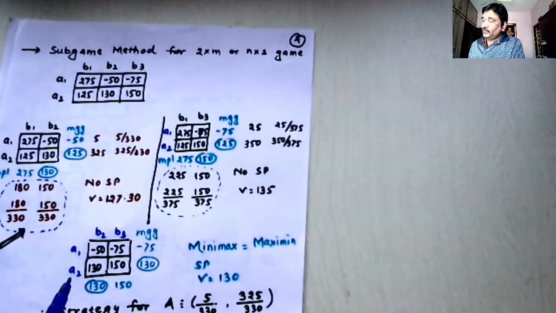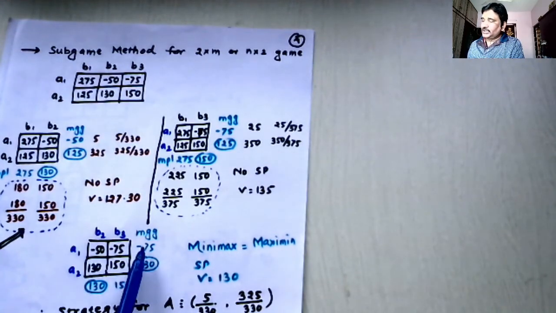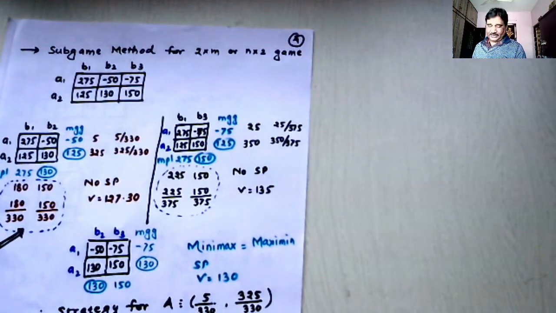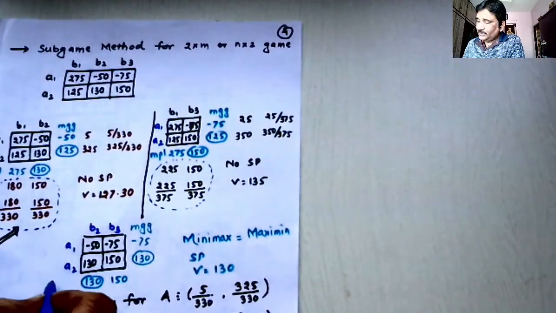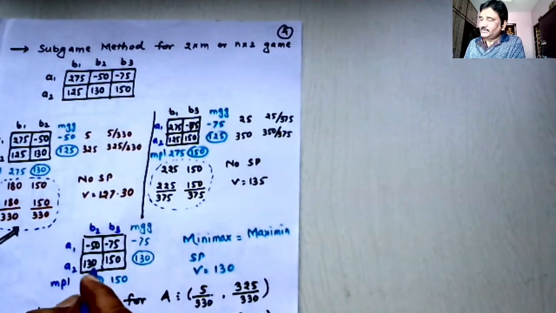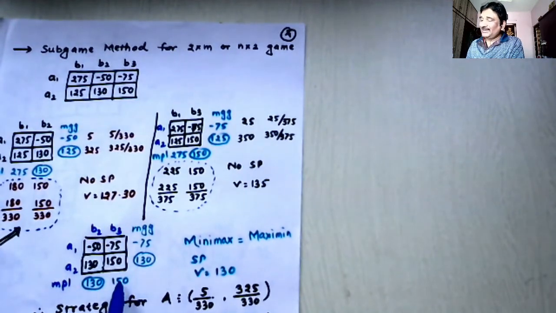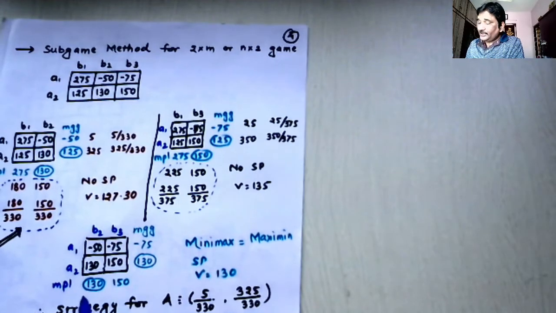Right. Now once again I need to get convinced whether the game has a saddle point or not. So I'll be finding the minimum in each of the rows. Here it comes minus 75, here 130. Out of these two, 130 is the maximum. From the minimum guaranteed gains you have to find the maximum. Okay, and for the maximum possible loss, MPL, you find the maximum in each of the columns. In the first column it is 130, in the second column it is 150. You have to find the minimum amongst those, and that is 130.